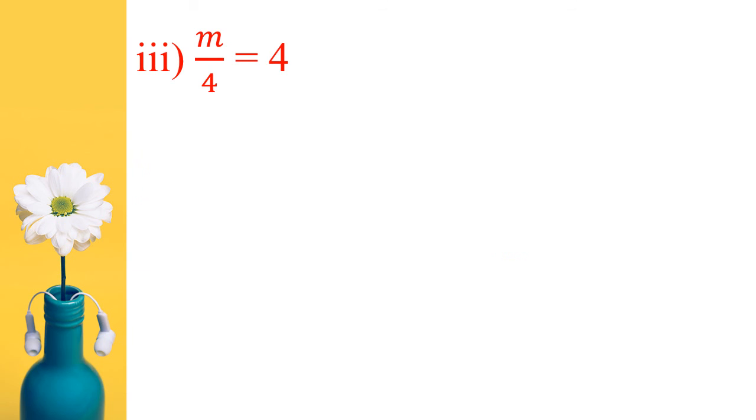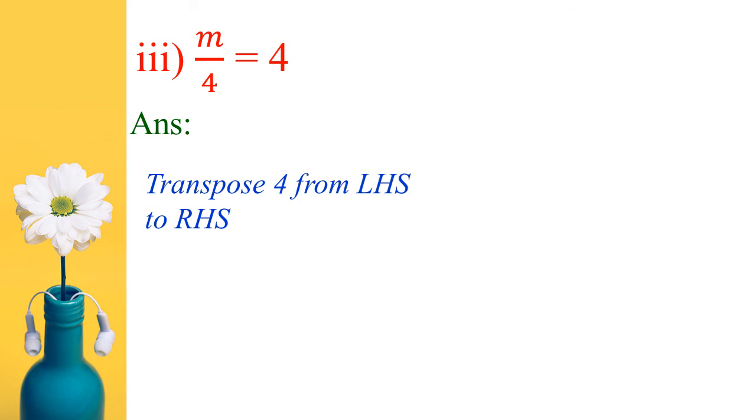Next problem, m divided by 4 equal to 4. So here transpose 4 from left hand side to right hand side. So we get m equal to 4 multiplied by 4. So we get m equal to 16. Therefore, the solution of the equation m divided by 4 equal to 4 is 16.